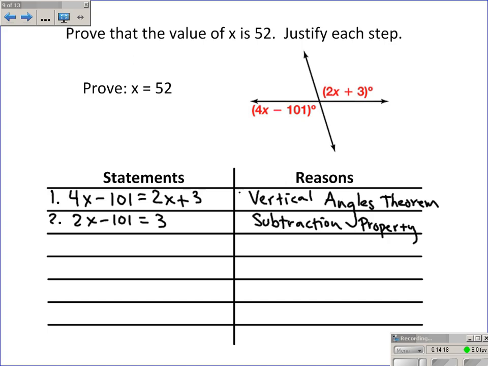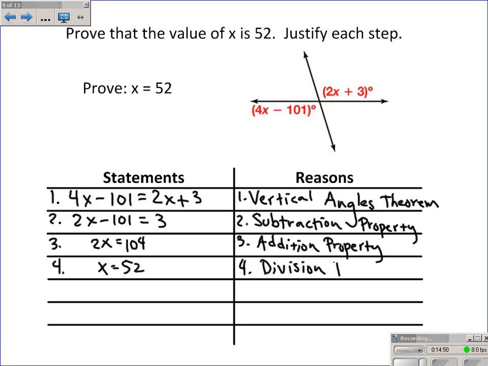Ooh, I should number these. Okay, my third statement is I would add 101 to both sides. And now we get 2x is equal to 104. And that's by the addition property of equality. And then I would divide both sides by 2. And I get x is equal to 52 by the division property of equality.